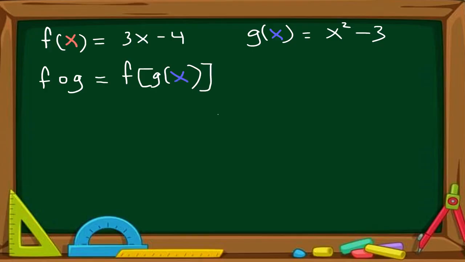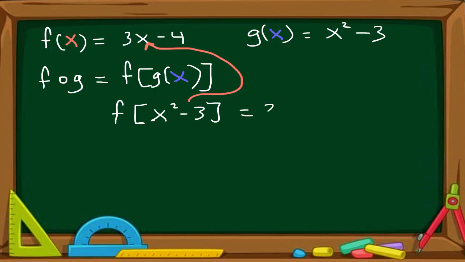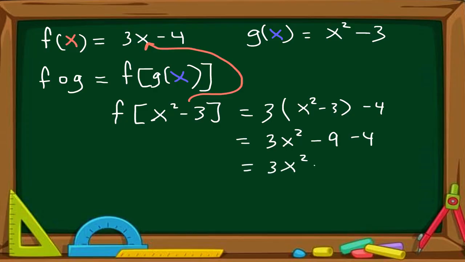So how can we find f of g of x? Well, let's replace g. G is x squared minus 3. And notice that x squared minus 3 is inside of f. So we're going to have to replace x with x squared minus 3. So this is going to be 3 times x squared minus 3, minus 4. Now let's distribute the 3. So that's 3x squared minus 9 minus 4, which is 3x squared minus 13.